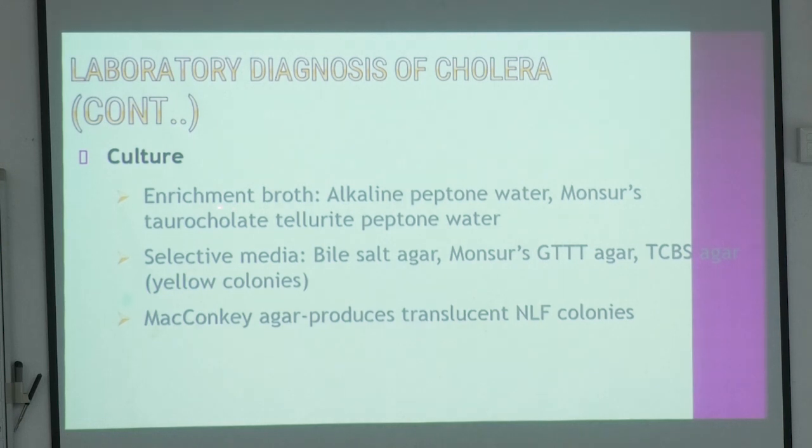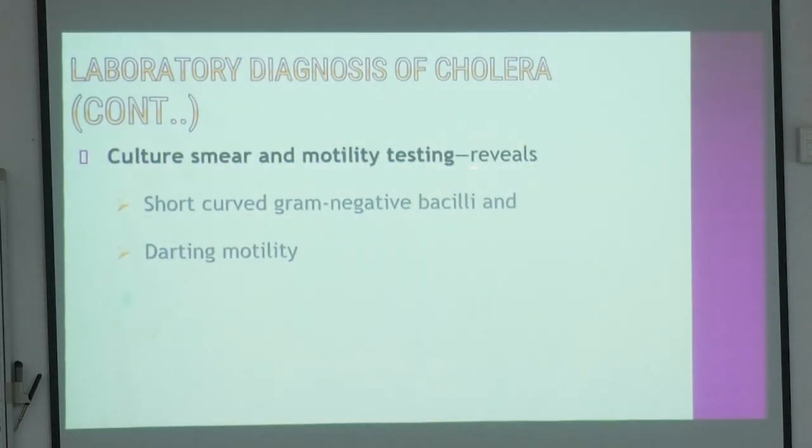Culture: enrichment broth. First, any stool sample you have should be inoculated on enrichment broth, a liquid medium like alkaline peptone water or taurocholate tellurite peptone water. After that, you have to inoculate on selective media: bile salt agar, Monsur GTT agar, or TCBS. Bile salt agar or TCBS is enough to remember. Especially on TCBS, yellow colonies are seen. On bile salt agar, translucent colonies are produced. Culture smear and motility testing reveal short Gram-negative bacilli and darting motility.